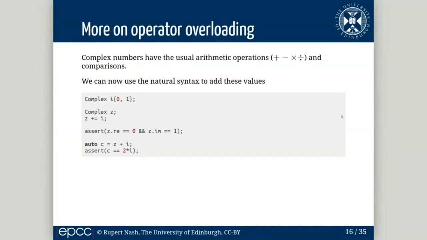And we can also declare a new complex number C by saying, well, C equals Z plus I. Which, again, going back to our discussion earlier about auto, is nice here because we don't need to worry about what the type is that we're going to get, because we will automatically be returned a complex object, because Z and I are both complex, and when they perform the plus operation, they return another complex.